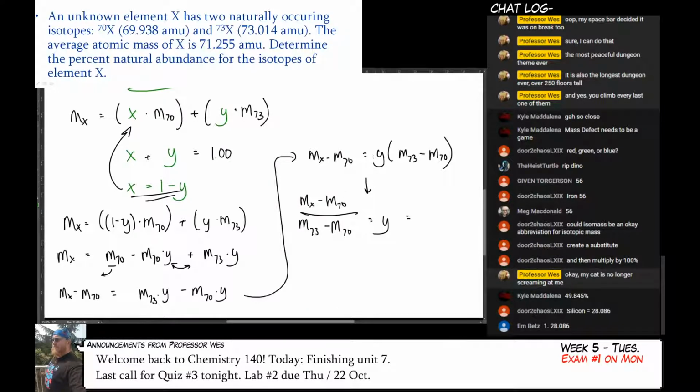And so that's going to be, what was the mass of element X? So according to the problem, it was 71.225 AMU. And we've got M70, which is 69.938 AMU, divided by M73, which is 73.014, minus M70, which was 69.938 AMU. I haven't been canceling out the AMUs today, but they do all cancel out.